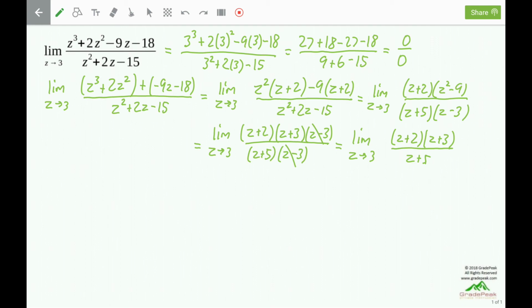We can now try plugging the z's in, and we end up with a 3 plus 2 times a 3 plus 3 over a 3 plus 5. In the numerator, 3 plus 2 is 5. 3 plus 3 is 6. In the denominator, 3 plus 5 is an 8. In the numerator, 5 times 6 is 30 over 8. These have a common divisor of a 2. We'll reduce it by 2 to become 15 over 4.